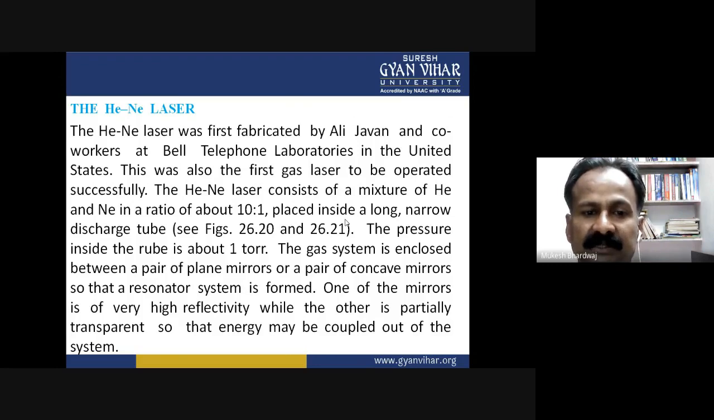The pressure inside the tube is about 1 torr. The gas system is enclosed between a pair of plane mirrors or a pair of concave mirrors so that a resonator system is formed. One of the mirrors has very high reflectivity, while the other is partially transparent, so the energy may be coupled out of the system.